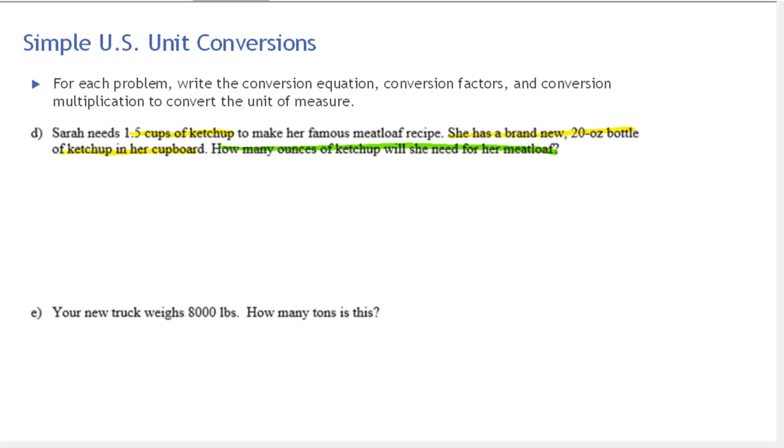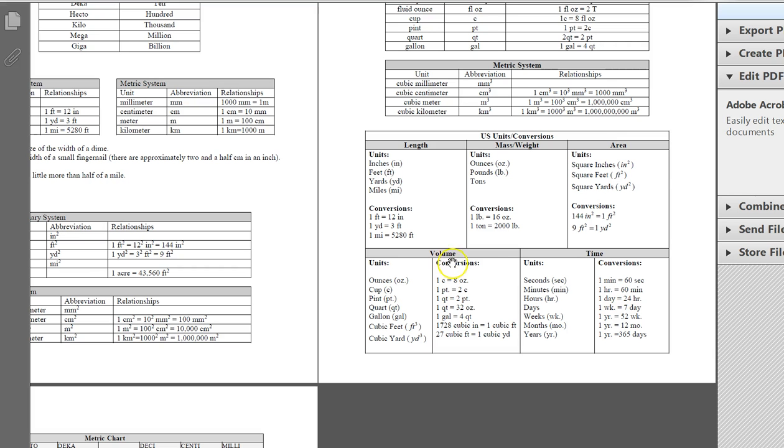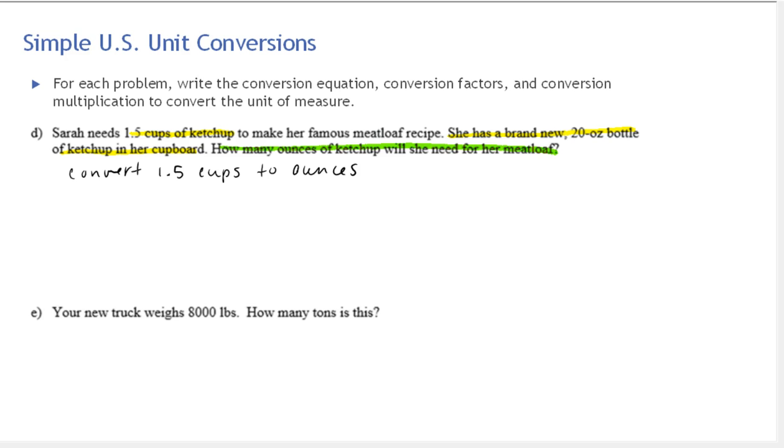So we want to convert 1.5 cups to ounces. Okay. So we need a conversion equation between cups and ounces. Okay, so that's a measure of volume. 1 cup equals 8 ounces. So first we'll write 1 cup equals 8 ounces. Okay. Possible conversion factors, we either want 1 cup over 8 ounces or 8 ounces over 1 cup.